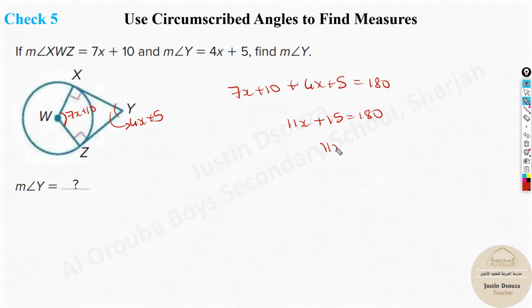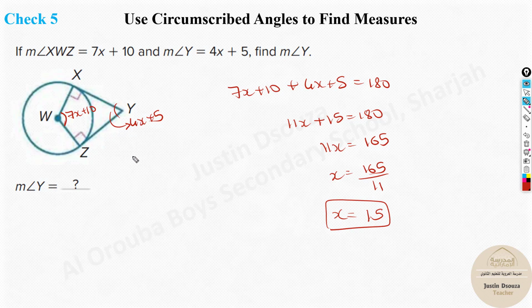Take this 15 to the other side. It will be 165. Now divide, x is equal to 165 by 11. So this over here, 11 times 15 is 165. So the answer must be 15. That is the x value. But it's not the final answer.